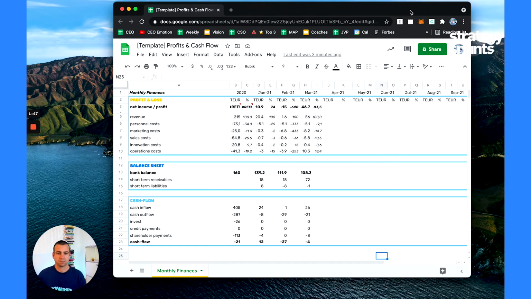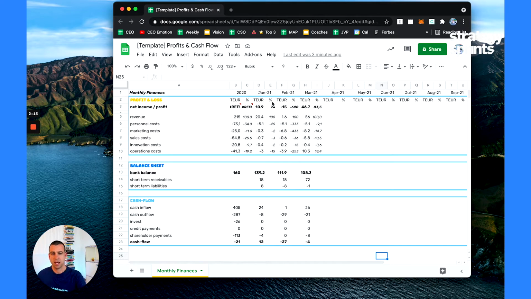So once a month, when I run a company, I check the profits, then revenue and costs, the bank balance, is there anything we need to pay or is there anything that we will get soon, and then the cash flow, what's coming in, what's going out. These are the main things. If you know this, you know your business.